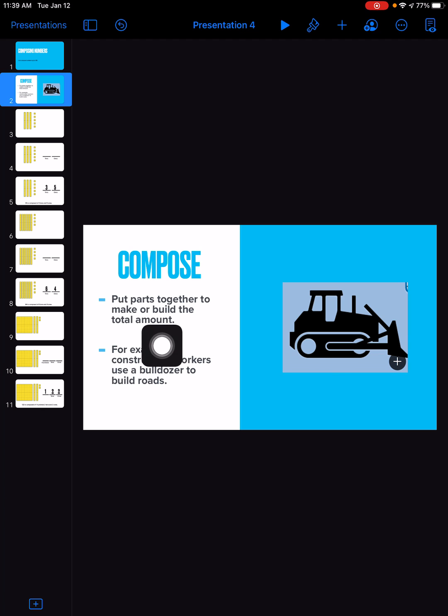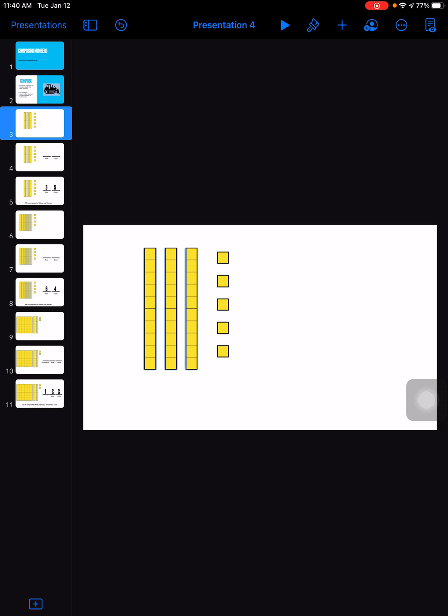amount. So I want you to think about a bulldozer. You might have seen these outside if there's construction. Construction workers use bulldozers to push soil and rocks when they're building roads. Just like bulldozers make roads by pushing soil and rocks, when we are composing numbers, we have parts of numbers that we are pushing together to make a total amount. Let's look at our first example.